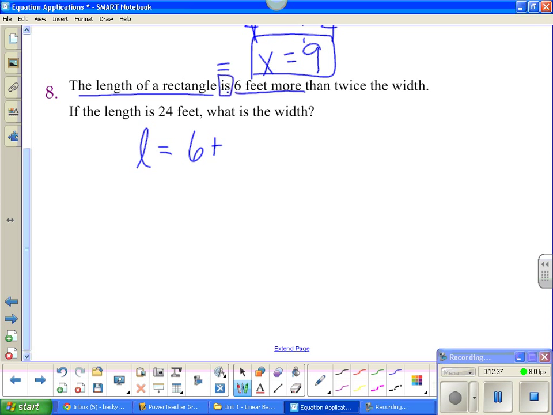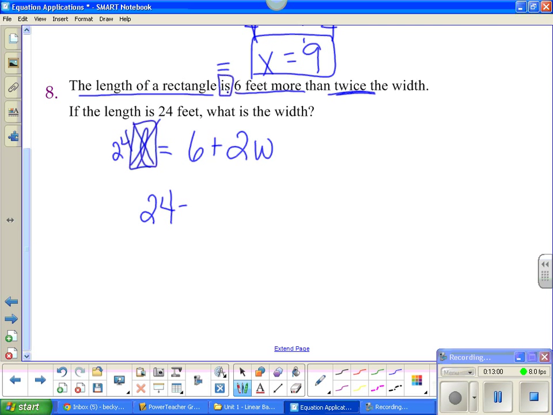Twice the width. A lot of people skip over this. Twice the width means 2 times the width. So there's my equation. But the next sentence, it tells me a very important piece of information. It tells me that the length is 24 feet. Well, what do I do with that? Well, if you look in this equation, you have an L. So you can now replace this L with a 24 because I know the length is 24.